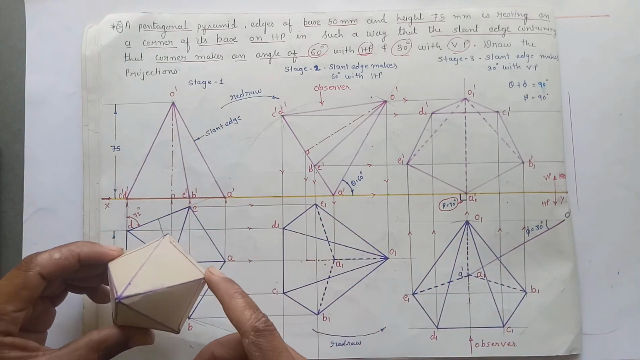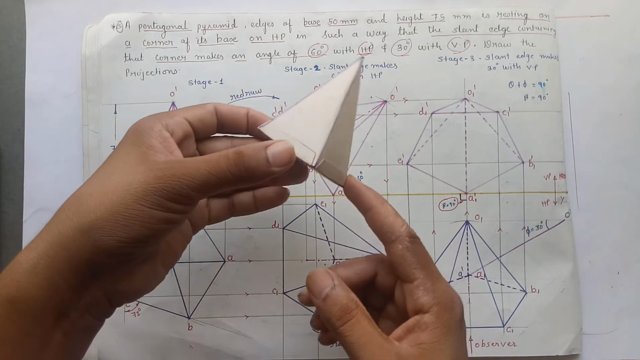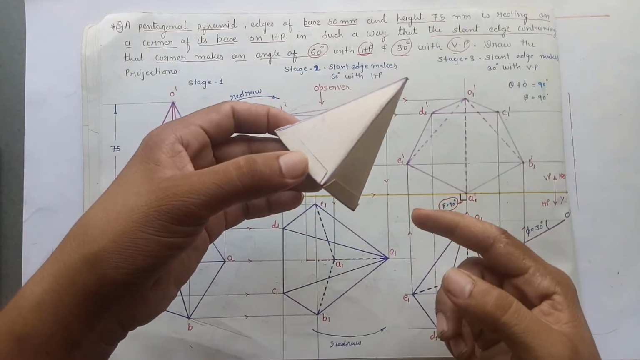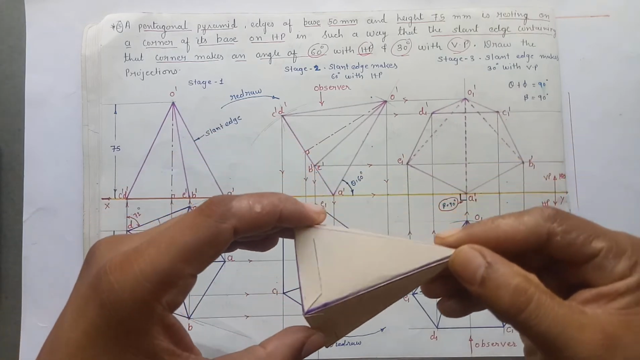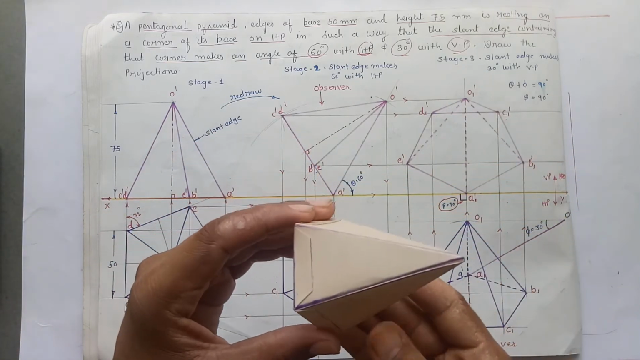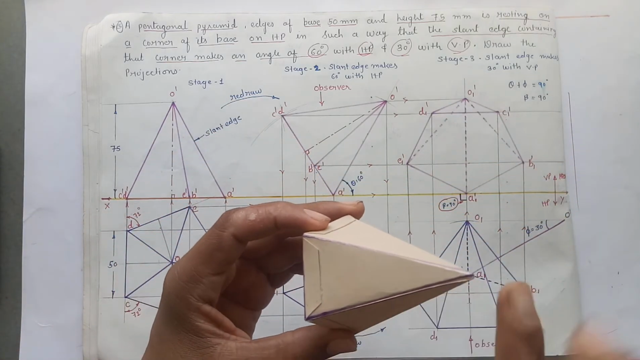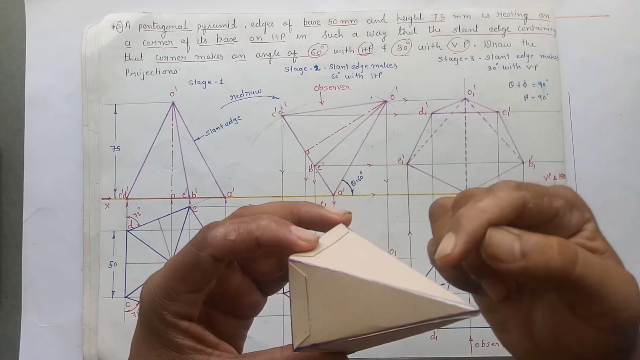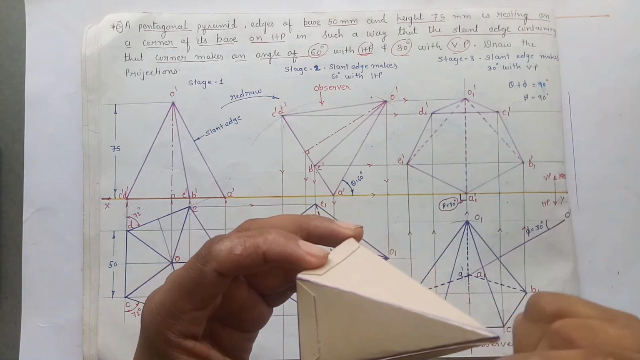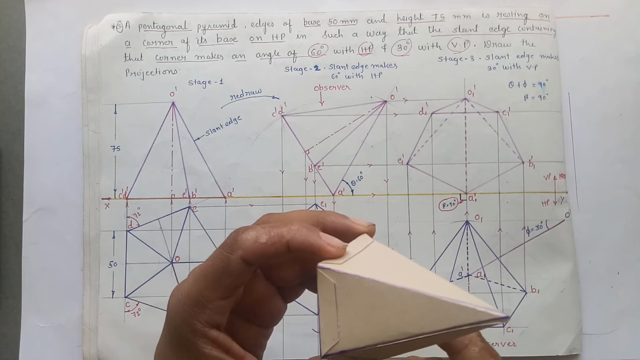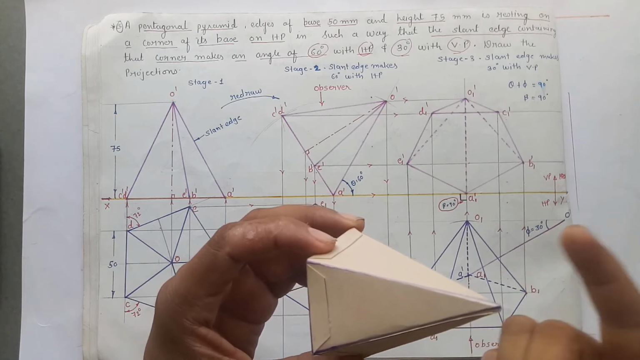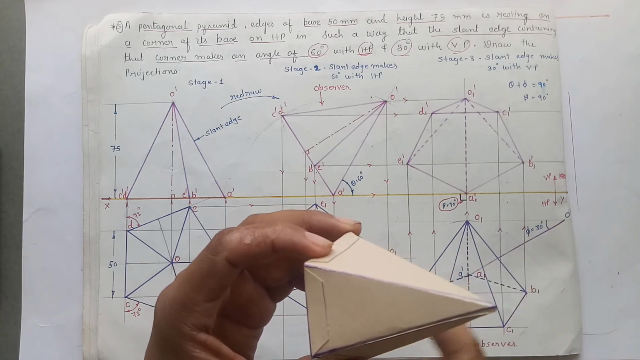So right now it is in corner. This is the elevation. We have to incline the slant edge at an angle of 60 degree, and this is the plan. Now you can see that this triangular face is visible, this slant edge is visible, this slant edge is visible, and this slant edge is not visible. Which slant edge? The slant edge containing the corner is not visible.